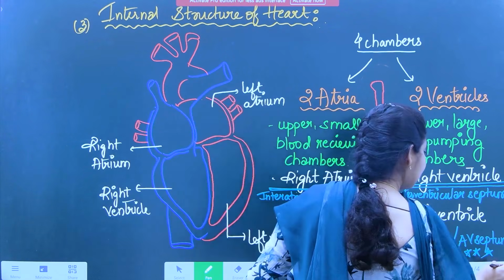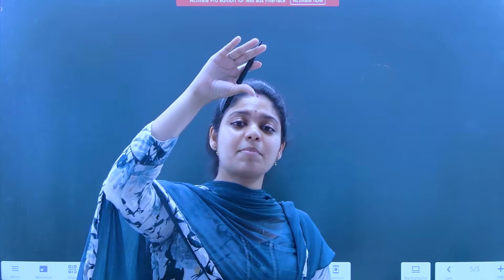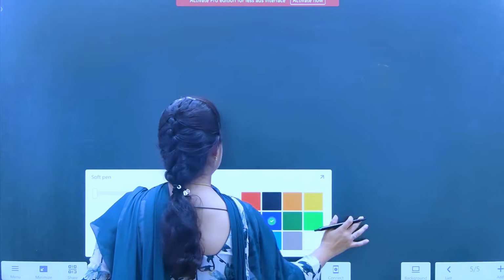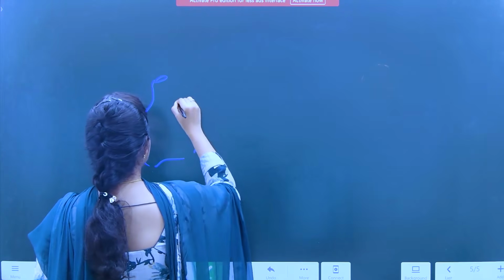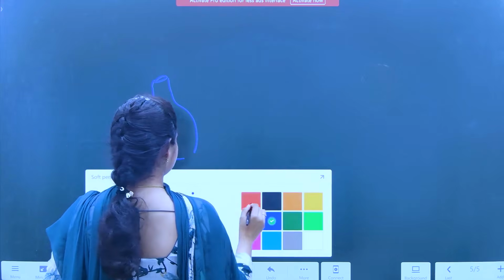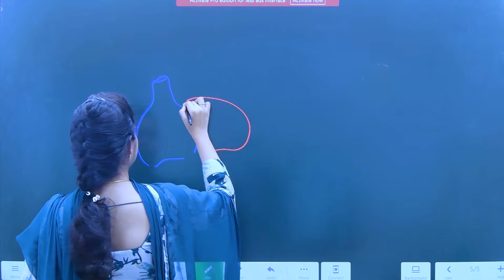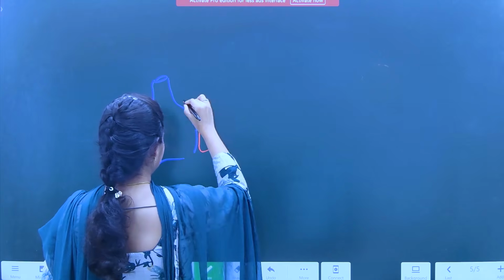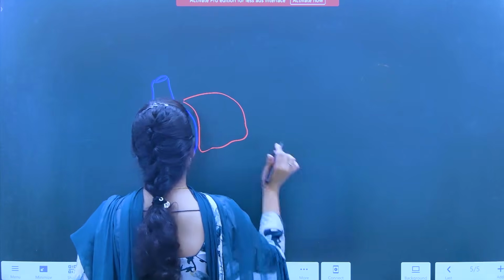Okay. Now I am separating the parts. I am separating atria. Then I will be separating ventricles. Matlab atrium separately we will learn. Ventricles separately we will learn. I am drawing only atria. It should look a little like a heart, no?